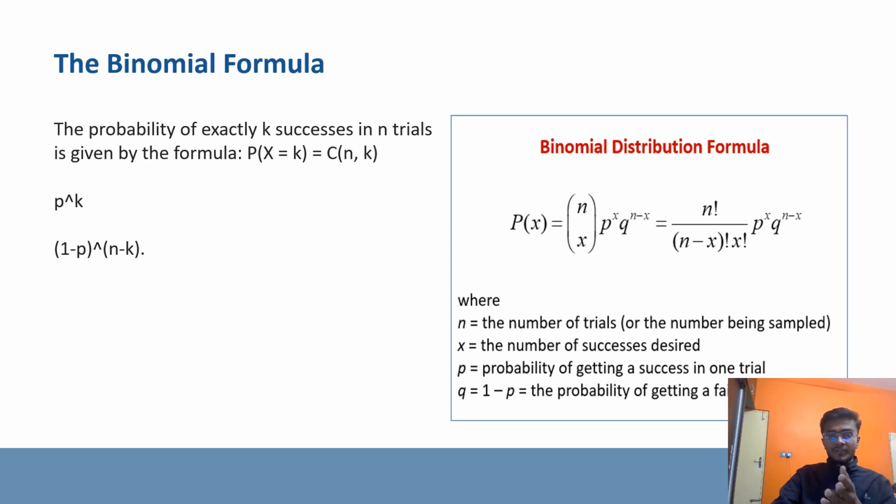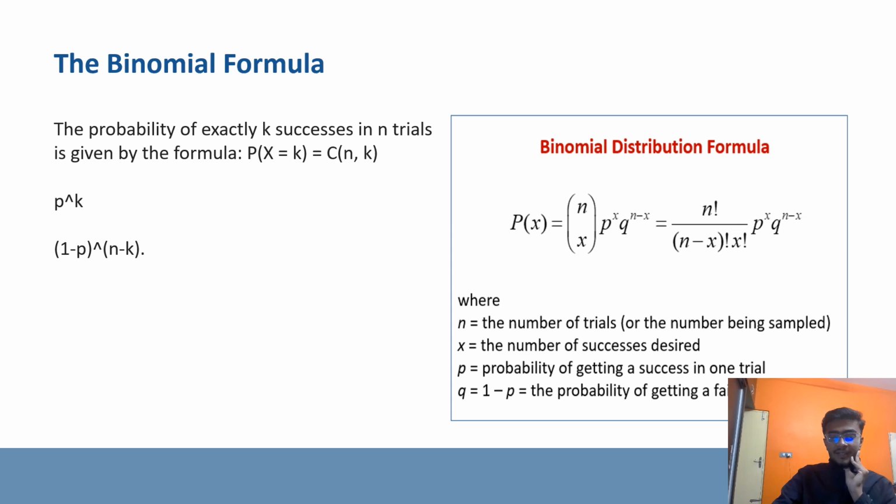So in the diagram we have P(X = x) = nCx into p to the power of x into q to the power of n minus x. That can be written as n factorial divided by (n minus x) factorial into x factorial, into p to the power of x into q to the power of n minus x. So you know the formula of nCx, right? That is the same applied over here, but the C is not written here.